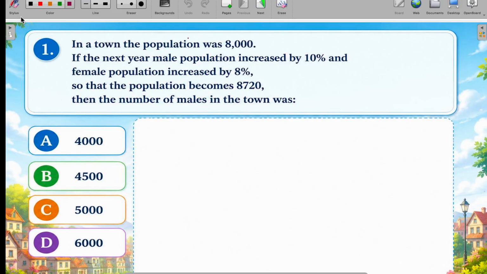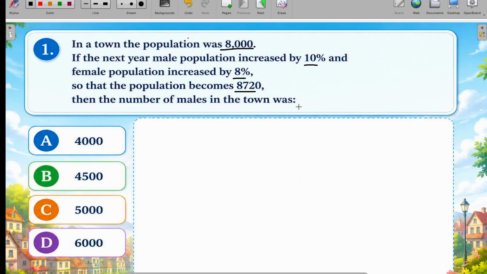Let's continue with these questions. The first question: in a town the population was 8,000. If the next year the male population increased by 10 percent and the female population increased by 8 percent, so that the population became 8720, the number of males in the town was?